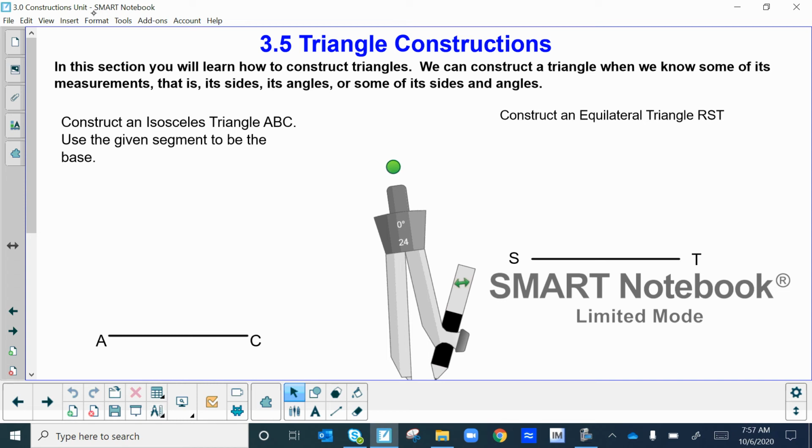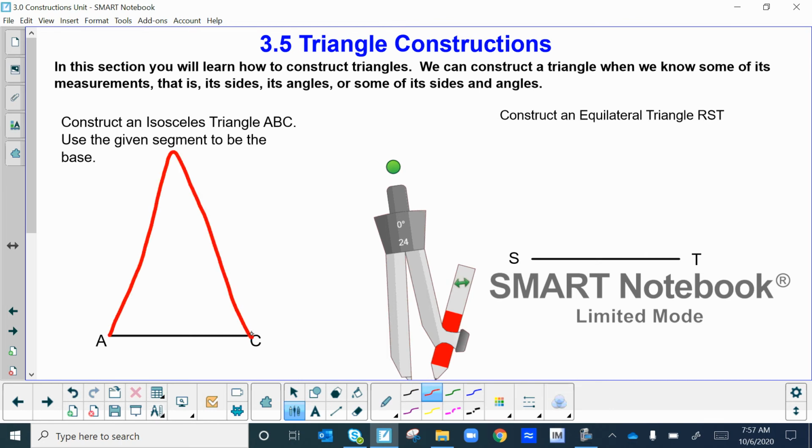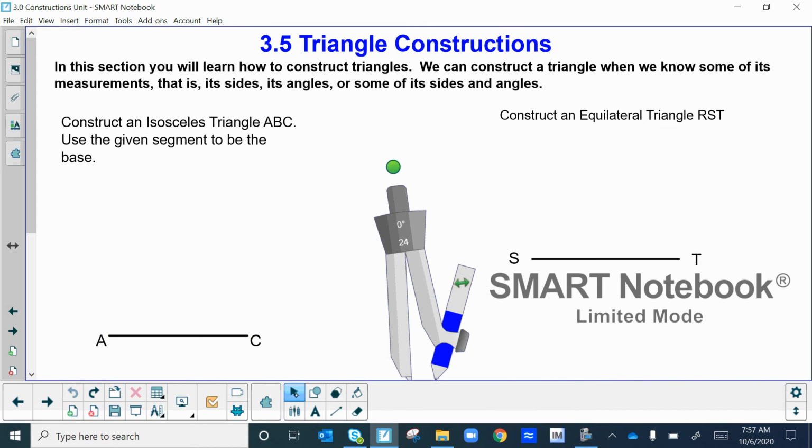All right, so it says construct an isosceles triangle ABC, and use the given segment to be the base. If that's our base, I'm going to give you a quick sketch. Our isosceles triangle can maybe look something like that, or maybe even a much smaller one. Just a reminder, this is going to be our base. Let me get rid of those because we actually have to construct everything. And again, you're not using your ruler, you're going to use your compass. You only use your ruler as a straight edge.